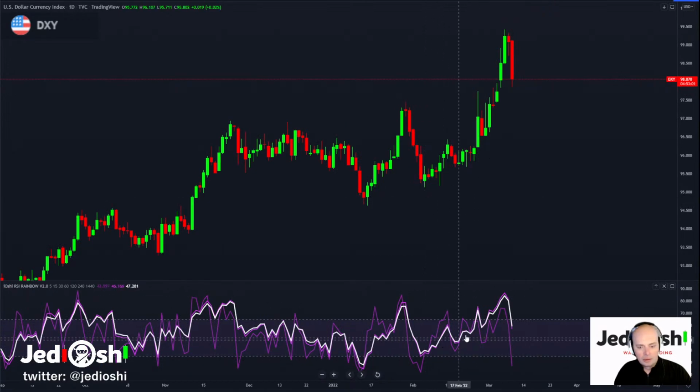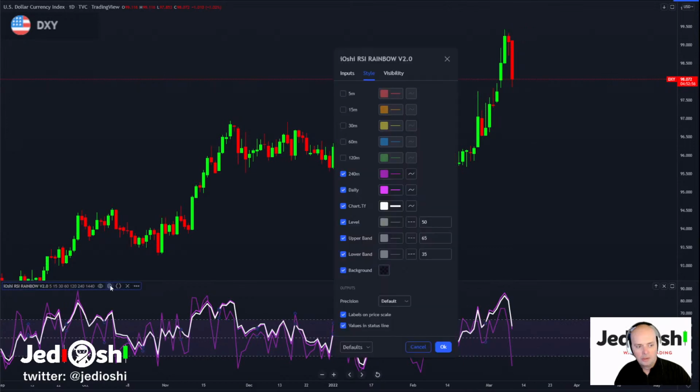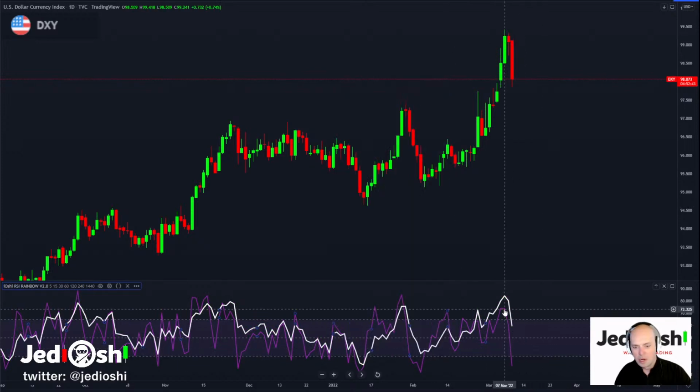Look at the RSI breakdown. In the purple here, we have 4 hour in purple, white is daily. I don't know why we're getting a little bit of a gap here, but it doesn't really matter. So see how the 4 hour led that? You just see it over and over and over. 4 hour leads, then you get the daily coming behind it. Right before here, 4 hour jumps up, daily moves up behind it.